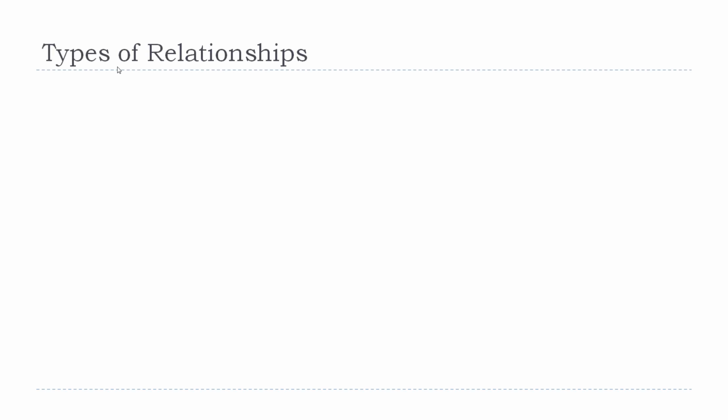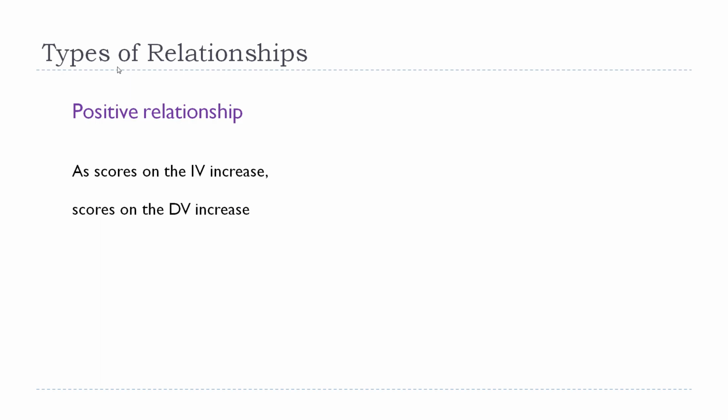Now, there are different types of relationships. The first is called a positive relationship. And this type of relationship is what we just looked at, where as scores on the independent variable increase, scores on the dependent variable increase as well. So they're both going in the same direction, up.